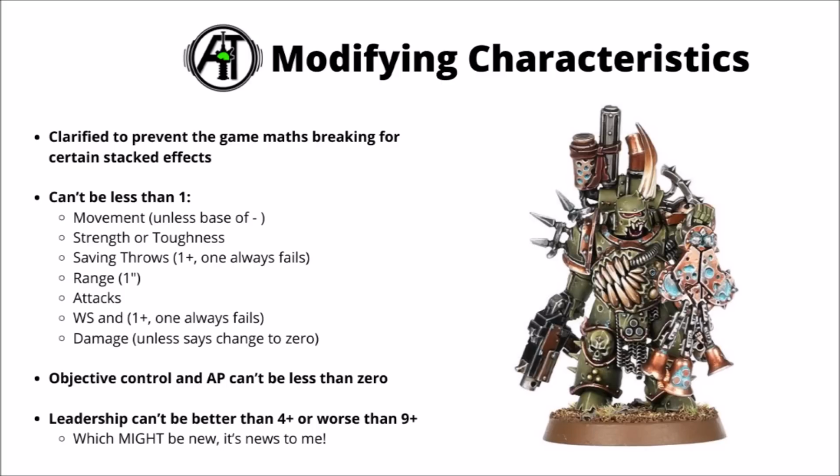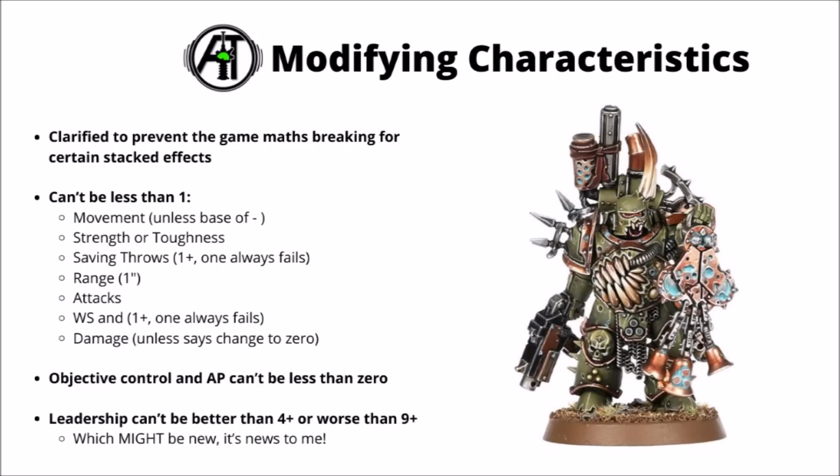You can't have less than 1 attack. Weapon skill and ballistic skill can be modified to a 1, but a 1 always fails still. And damage can't go down to below 1, besides for things that explicitly call out that you change it to 0. Otherwise, objective control and AP can't go worse than 0 in their own ways, as you'd expect. And maybe the only one of these that perhaps wasn't as obvious or didn't make intuitive sense are the caps on leadership. Even if you have multiple stacking positive leadership rules, a 4+ is the best leadership that you can muster, so a 3 or less will always fail.